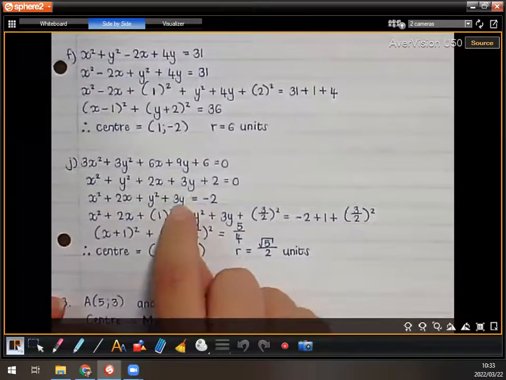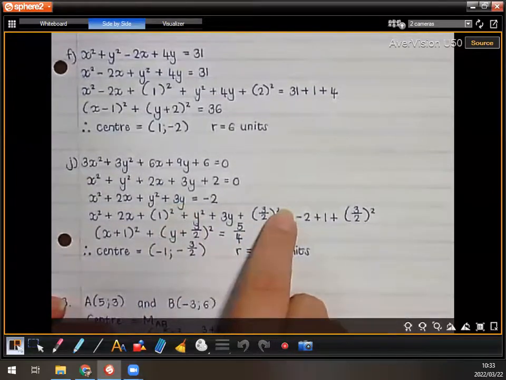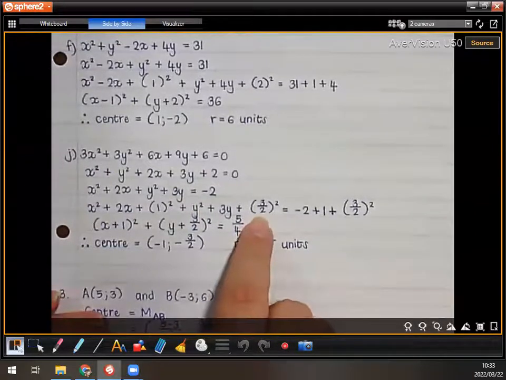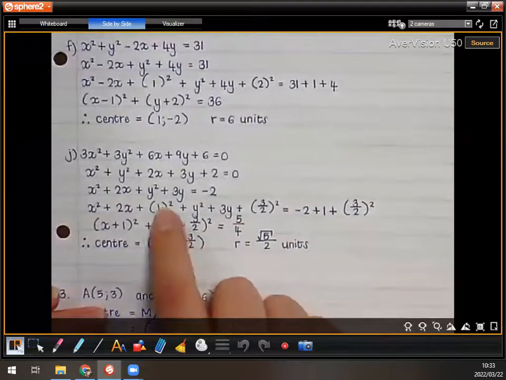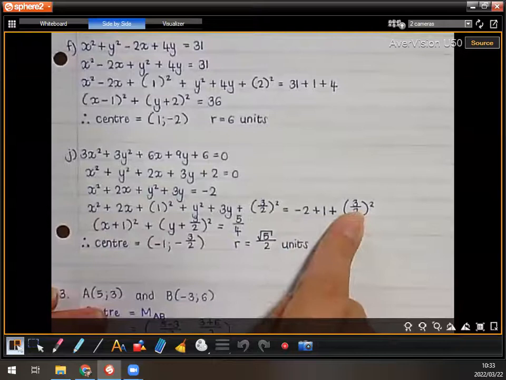My b value here is 3. All right, so that means that you're adding 3 over 2 squared. Okay, which is a fraction, but that's okay. You can do that. 3 over 2 squared. Then on the other side, you have your -2. You must then add your 1 squared, which is just 1. And then 3 over 2 squared.